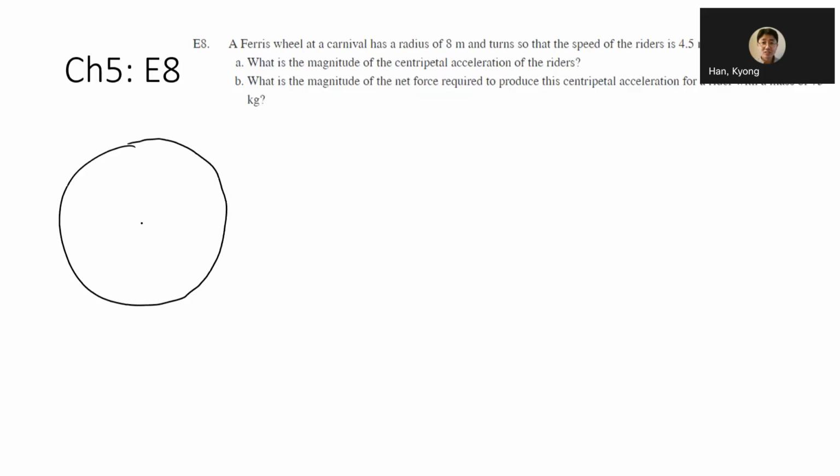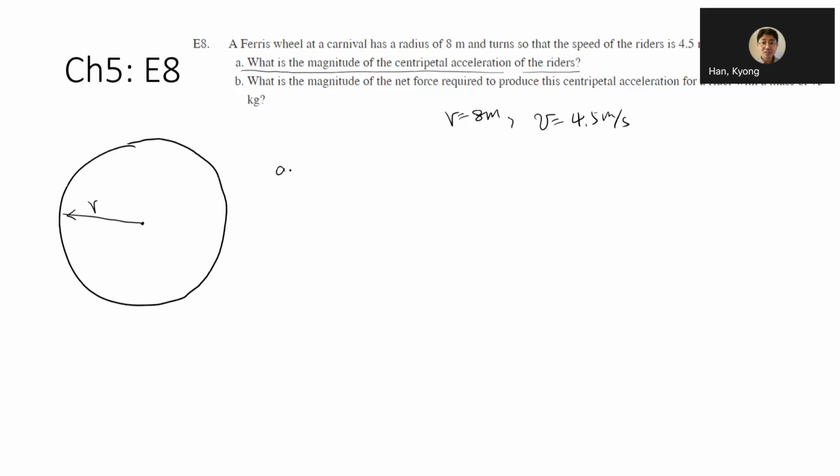And then here's the center space. The radius r is equal to 8 meters, and the riders turn so that their speed is v equal to 4.5 meters per second. Question A: What is the magnitude of the centripetal acceleration of the riders?